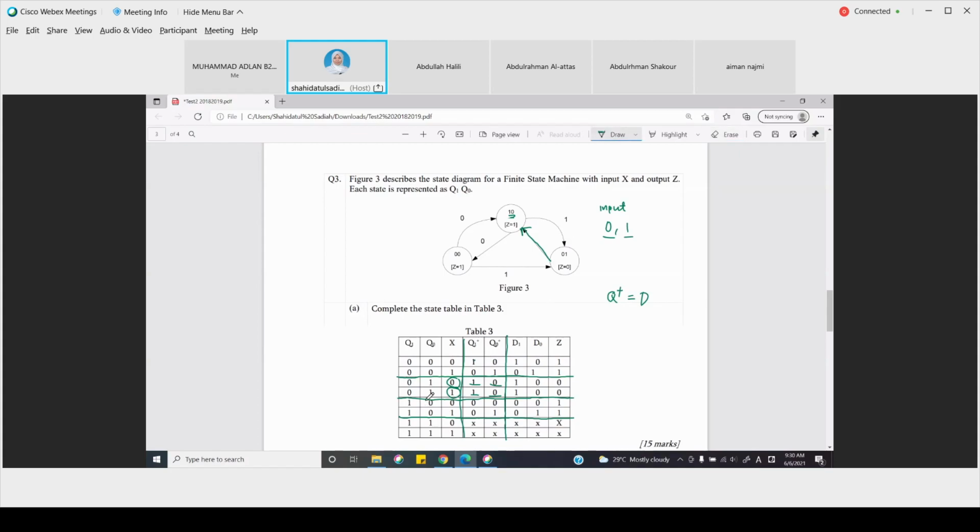Okay, now when we are in state 1, 0, if input is 0, we go back to 0, 0.